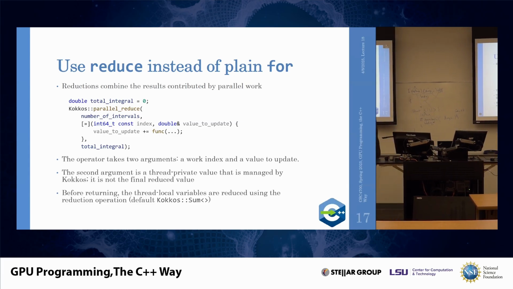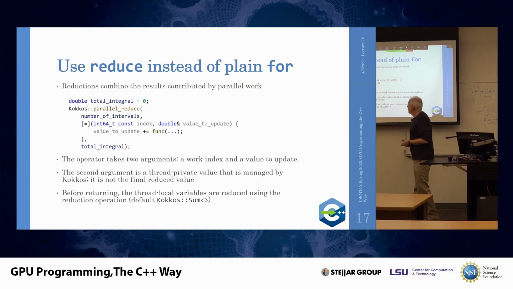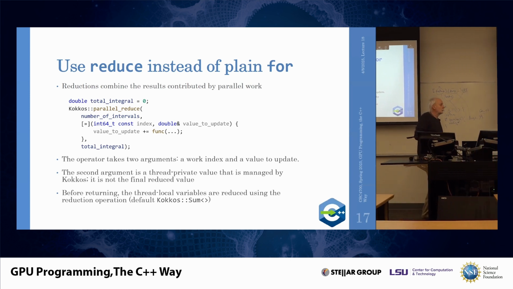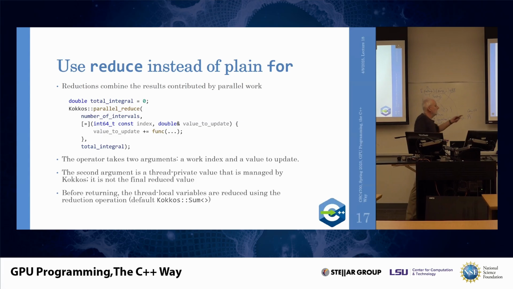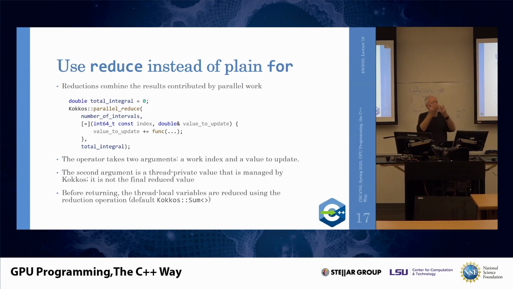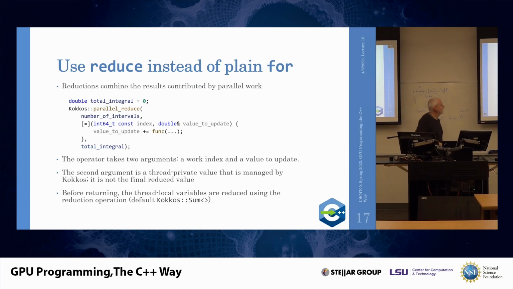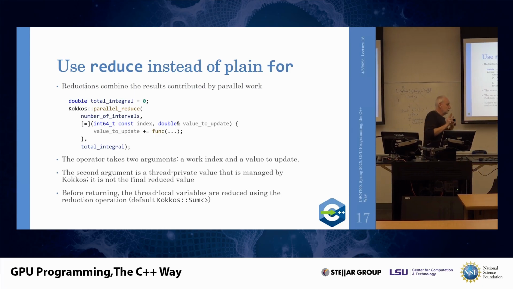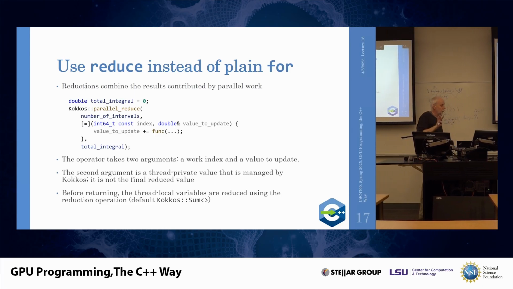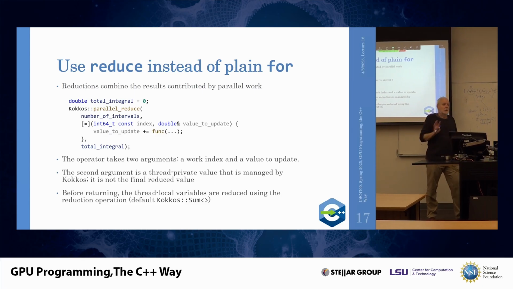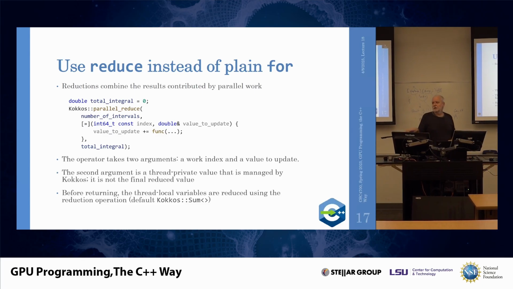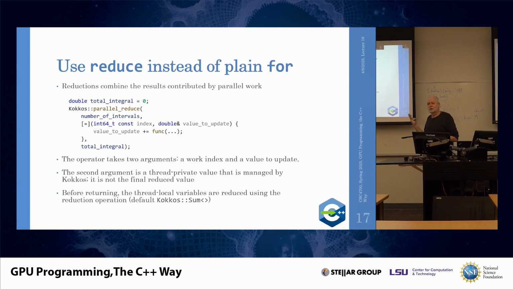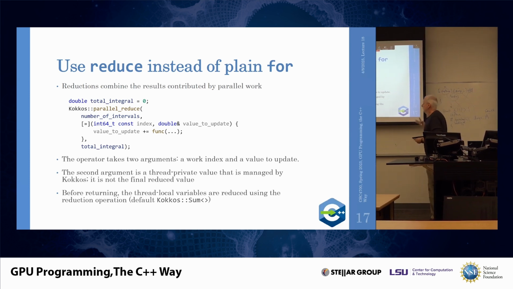So the second argument is a thread private value that is managed by Kokkos and that collects data in a thread-safe way so that you don't have to worry about race conditions. And before returning, the thread local variables are summed up and combined using the given reduction operation. So we have parallel for, we have parallel reduce in Kokkos. And those are the two main patterns Kokkos actually implements. There's a third one, which is a parallel scan. I will not talk about that too much because it's really just an extension of the same ideas we have discussed. But those are the three patterns Kokkos exposes: parallel for, parallel reduce, and parallel scan.